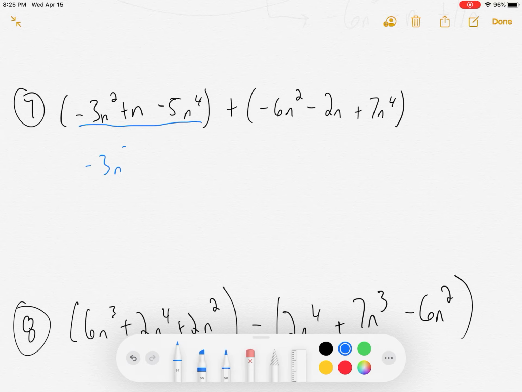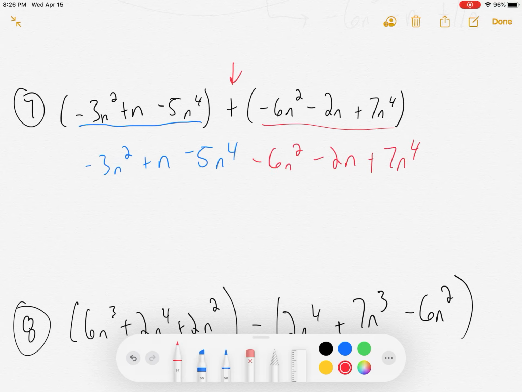Now again, the first term, this whole thing I'm just going to rewrite without parentheses. Negative 3n squared plus n minus 5n to the fourth. Now again, this is a plus sign, so I can just rewrite this one without the parentheses. Ignore the parentheses. So it's minus 6n squared minus 2n plus 7n to the fourth.